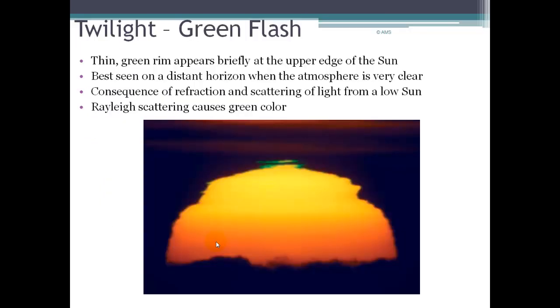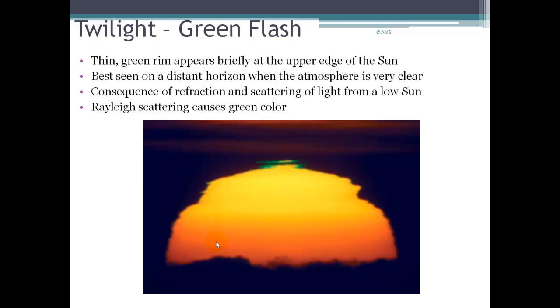Another phenomenon around twilight is something called the green flash. So this is a thin little green rim that appears briefly at the upper edge of the sun as it's setting. So you maybe will see this on a distant horizon with a very clear atmosphere, and it is a flash in the lower latitudes. So one of the places in the U.S. where this is supposedly easy to see, I never saw it there, is Key West.